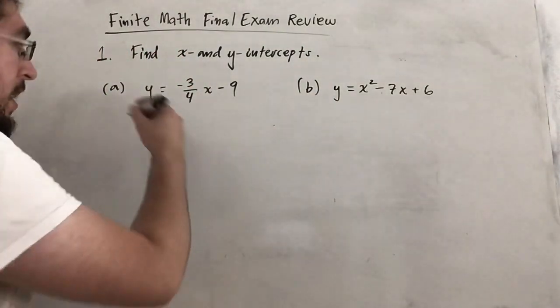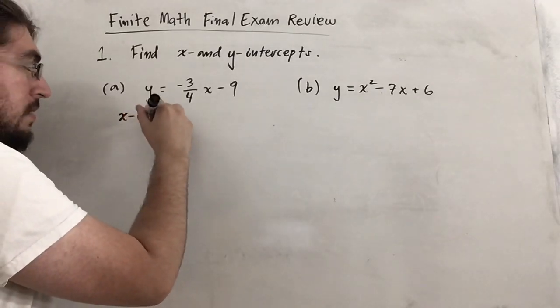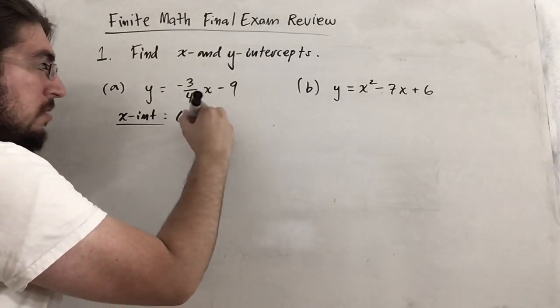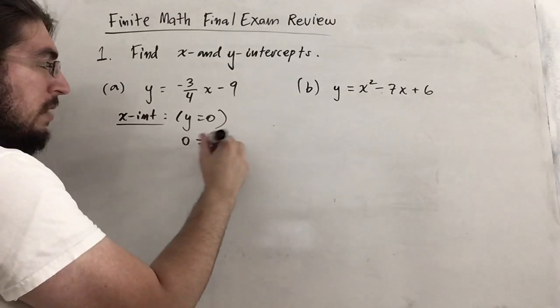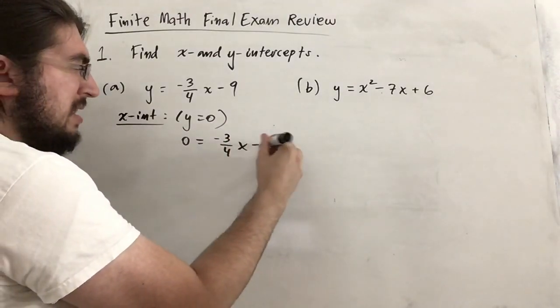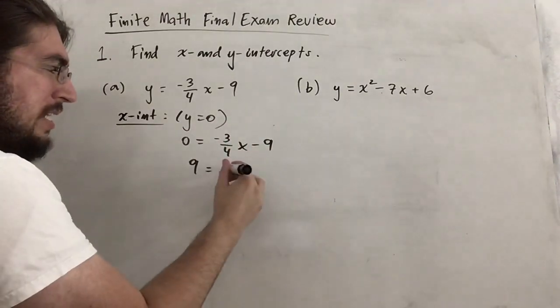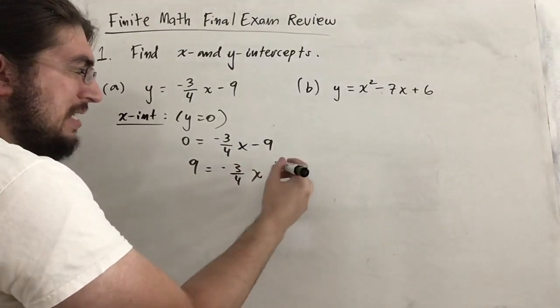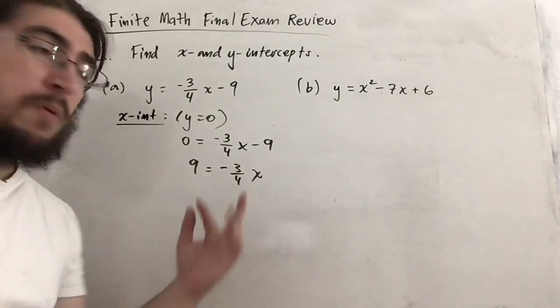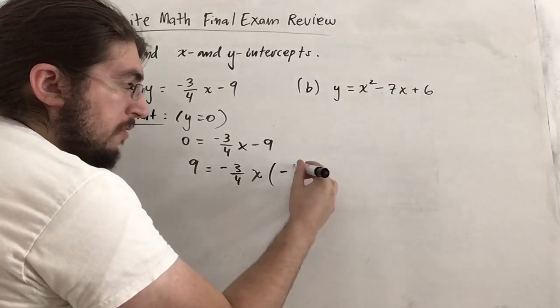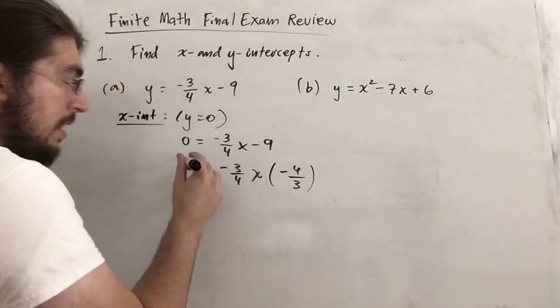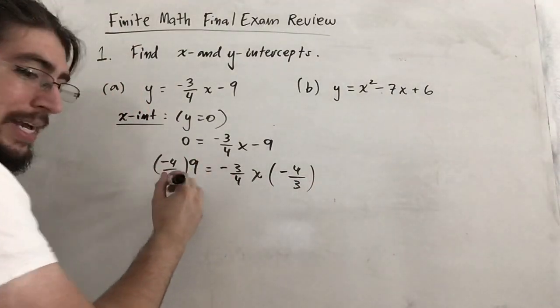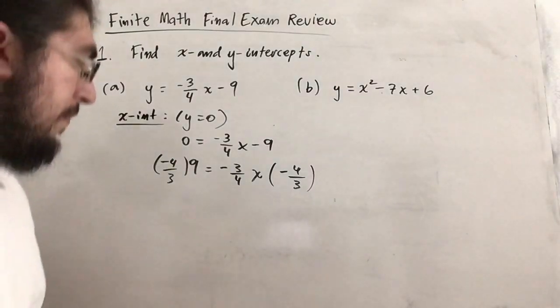So for A, well, how do you find x-intercepts? You set y equal to 0 and solve for x. So we get 0 is equal to negative 3/4 x minus 9. We can add 9 to the other side to get negative 3/4 x. We can get x by itself and multiply on both sides by the reciprocal of negative 3/4, which is negative 4/3, just like that.